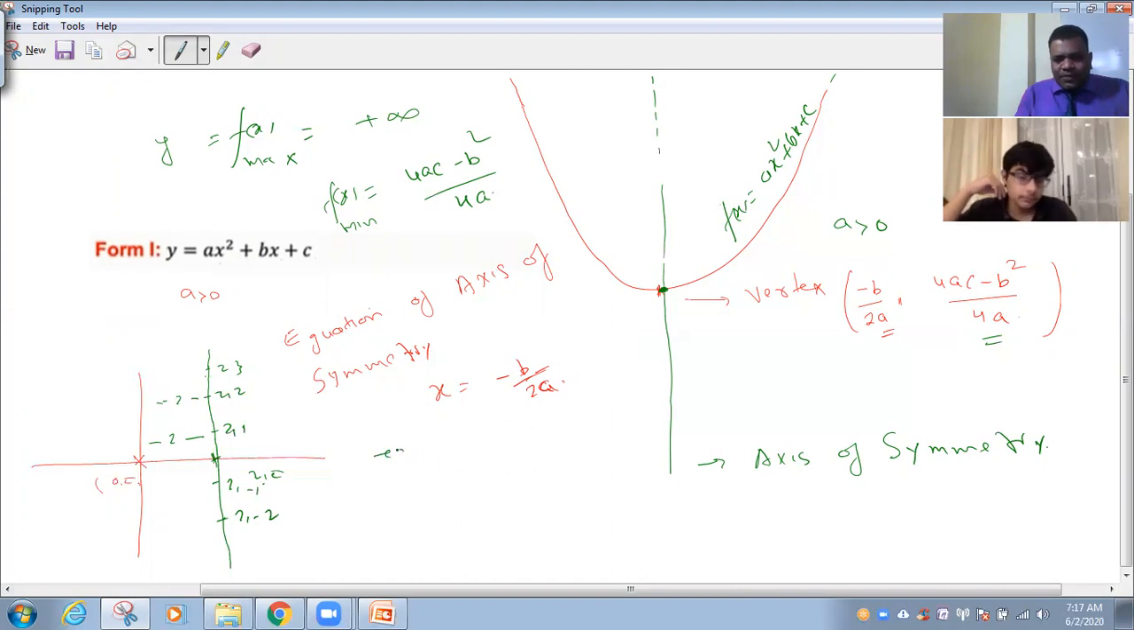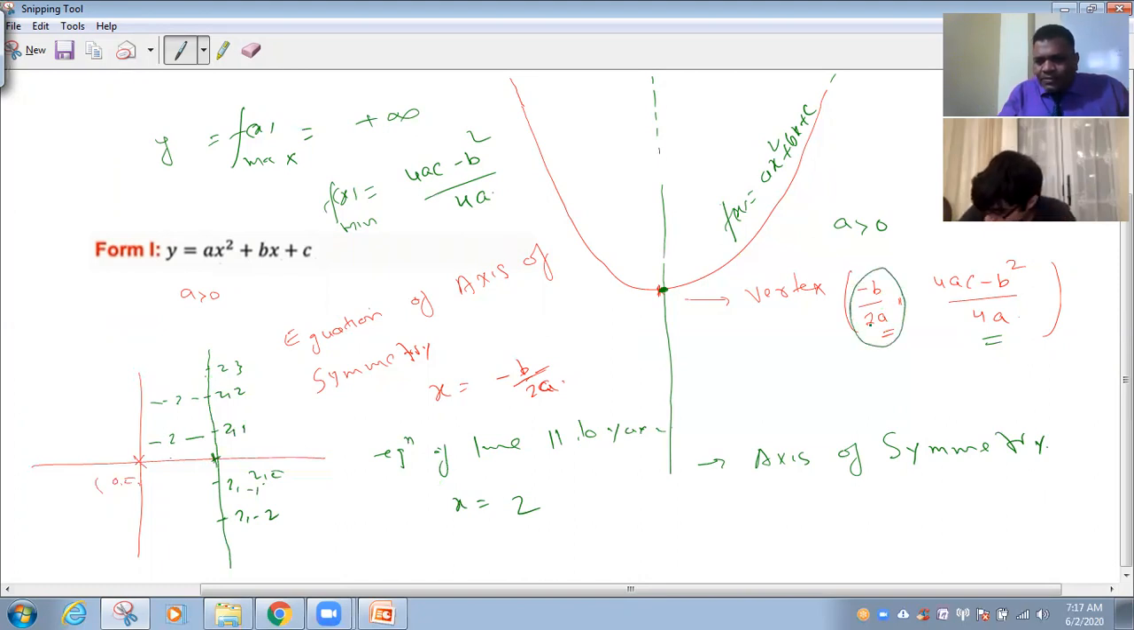So what is the equation of this line? The equation of a line parallel to the y-axis is x is equal to some constant term k, here k is 2. And k is nothing but the x coordinate. I'm sure this is clear to you, how I'm writing the equation of the axis of symmetry.